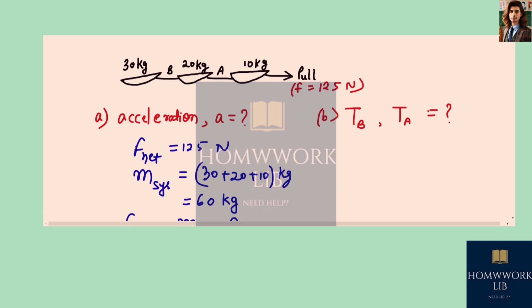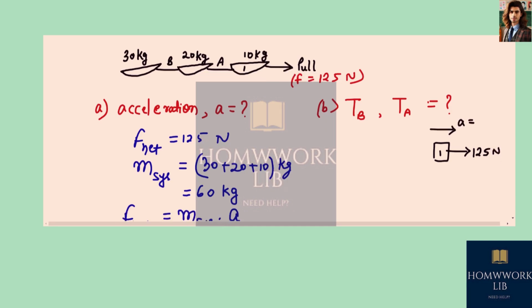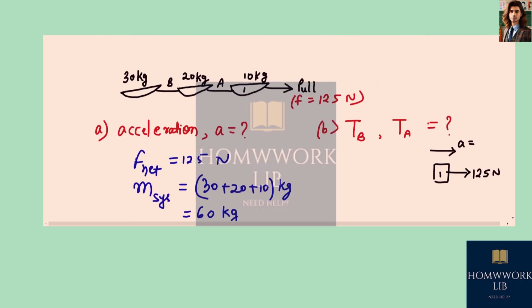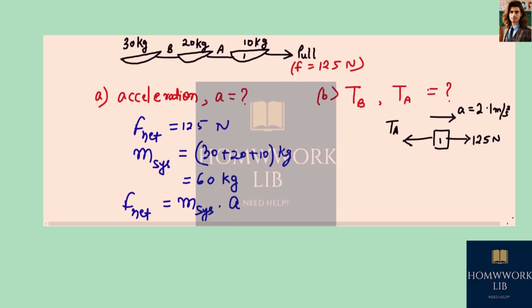Now to compute the tensions, we will observe closely the free body diagrams of the three objects. So let us say first I consider this object 1. On object 1, a force of 125 newtons is acting to the right, and this is moving with the acceleration that we figured out now, that is 2.1 meters per second square. And the tension acting in the rope here is TA. So here we can figure out this TA.